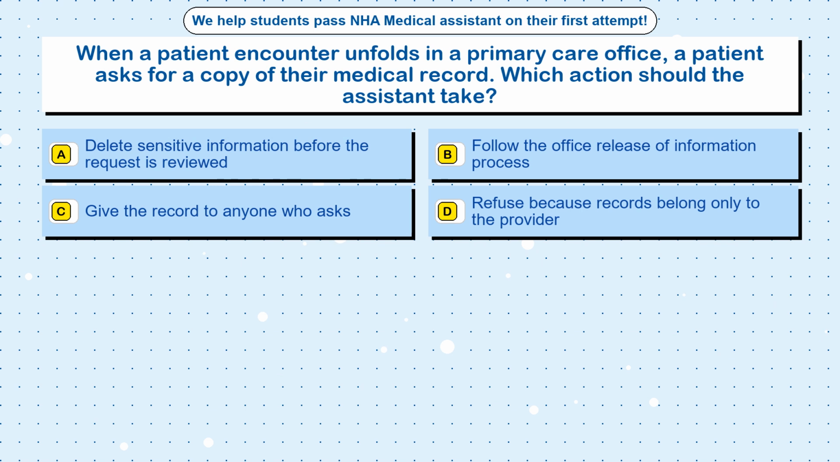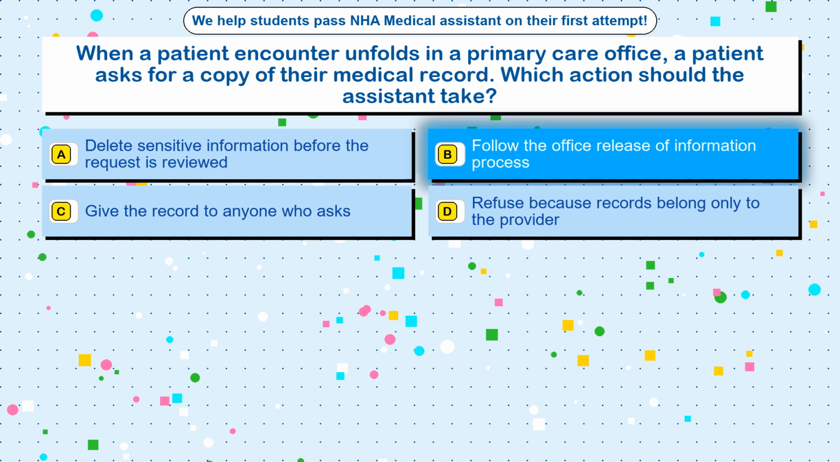Question 59. When a patient encounter unfolds in a primary care office, a patient asks for a copy of their medical record. Which action should the assistant take? Option A, delete sensitive information before the request is reviewed. Option B, follow the office release of information process. Option C, give the record to anyone who asks. Option D, refuse because records belong only to the provider.